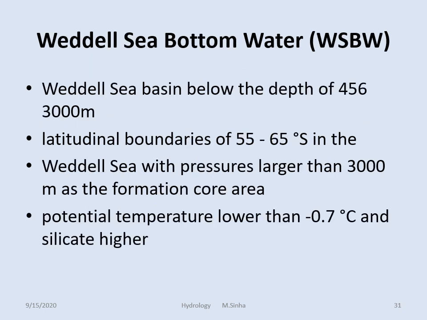The average depth of the Weddell Sea bottom water masses is normally more than the 3,000 meter, and it's observed in the boundary between the 55 to 65 degrees south latitudes, and its O2 concentration is comparatively high. It is the colder water masses of the Atlantic. Temperature is below the 0 degree centigrade and high concentration in the silicate.